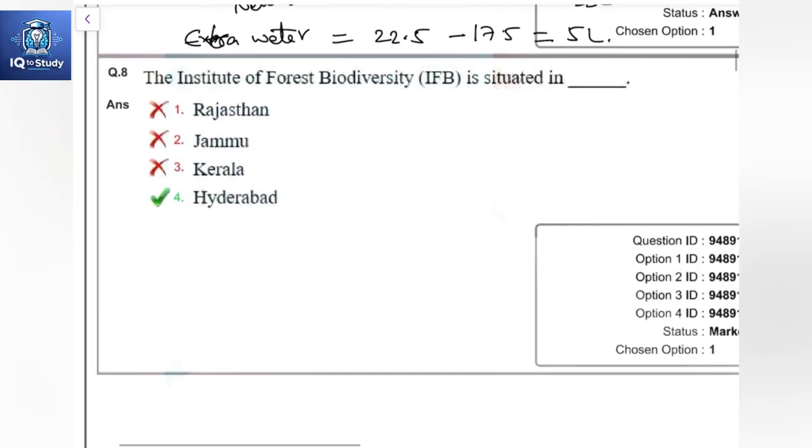The Institute of Forest Biodiversity IFB is situated in Hyderabad. It is established under the Indian Council of Forestry Research and Education.